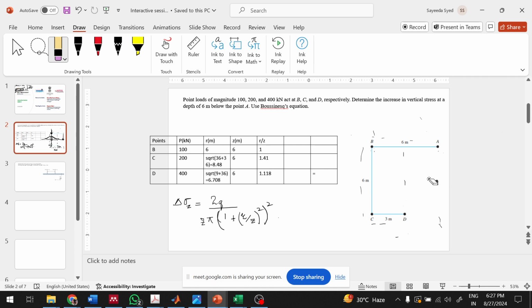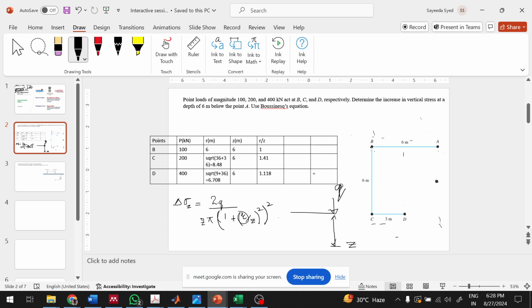It tells us what the stress is if we have a point load P or Q, for example. If you have a load, then at a depth of z and at a radial distance of r.